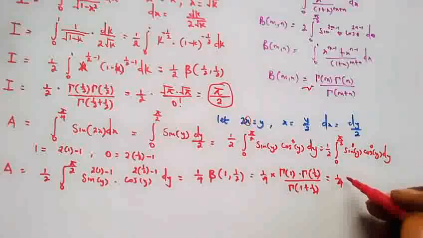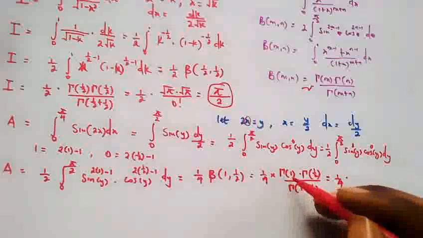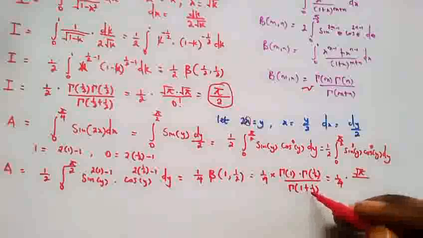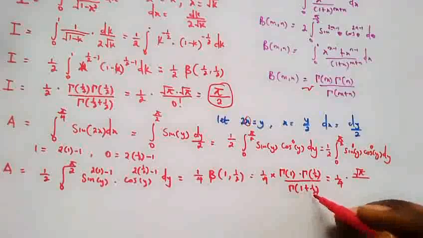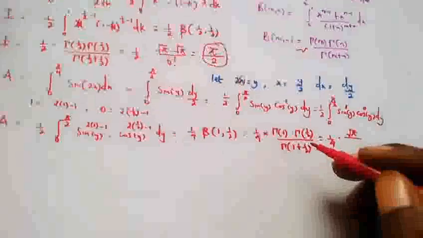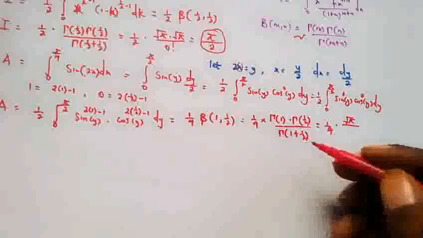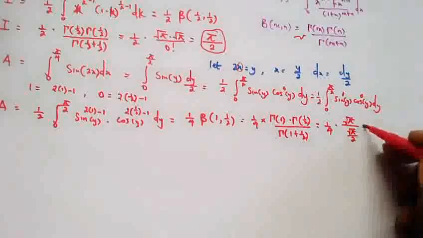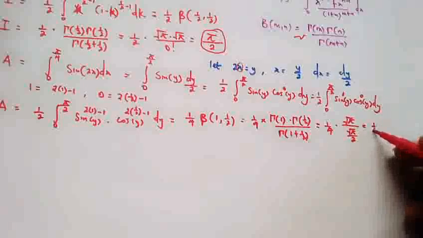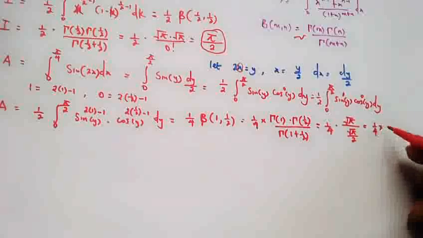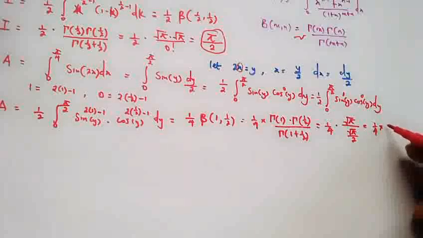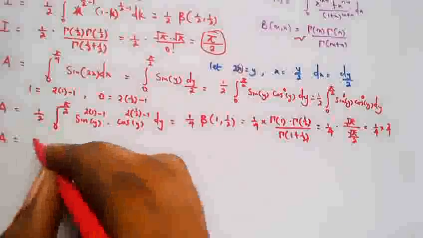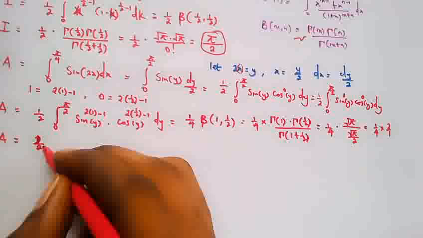And this is equal to 1 over 4 times, remember gamma of 1 is 0 factorial, which is 1. Gamma of 1 over 2 is square root of pi over gamma of, remember 1 plus 1 over 2 here is 3 over 2, and the gamma of 3 over 2 is square root of pi over 2. So we all know that this is simplifying to 1 over 4 times 2 over 1. So our a is becoming 1 over 2.